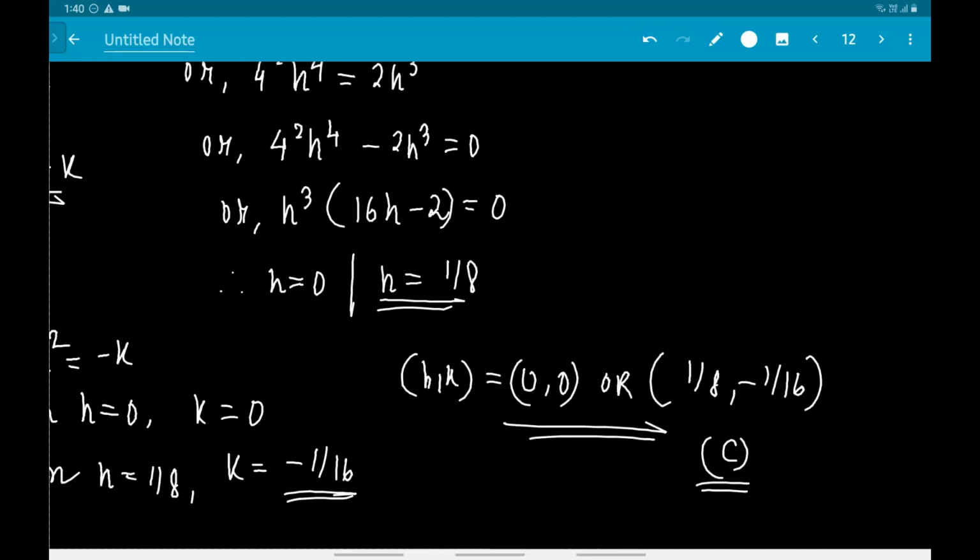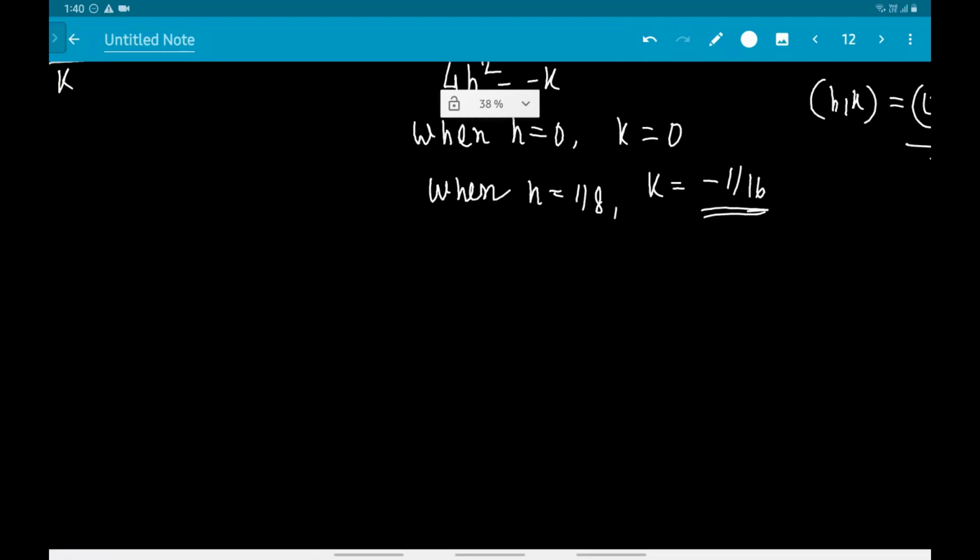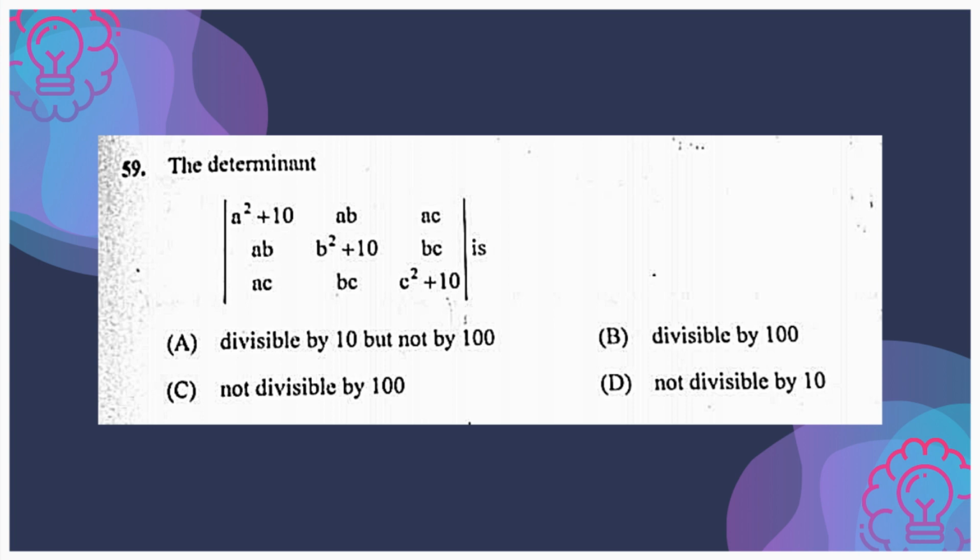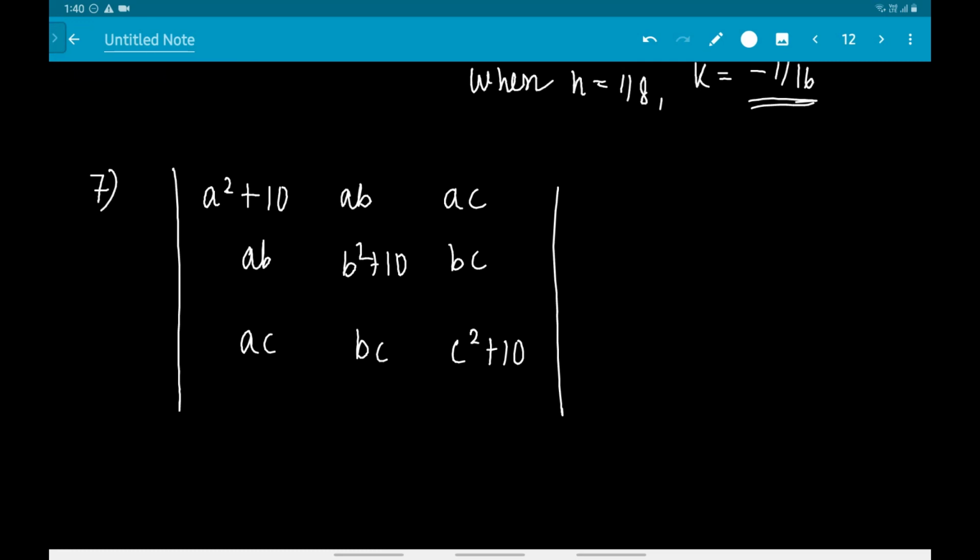Okay. Now we come to the 7th question. The 7th question gives the determinant with rows: a squared plus 10, ab, ac; ab, b squared plus 10, bc; ac, bc, c squared plus 10. It is asking us to find whether it is divisible by 10 but not by 100, or divisible by 100, or not divisible by 10. So let us find this.